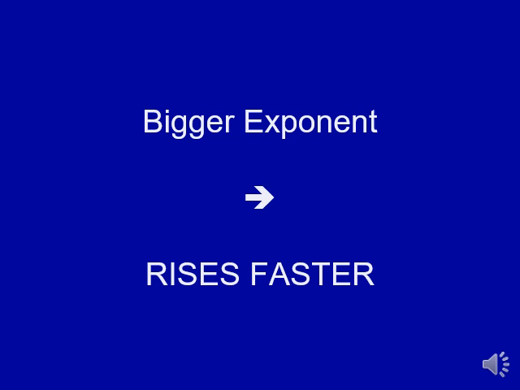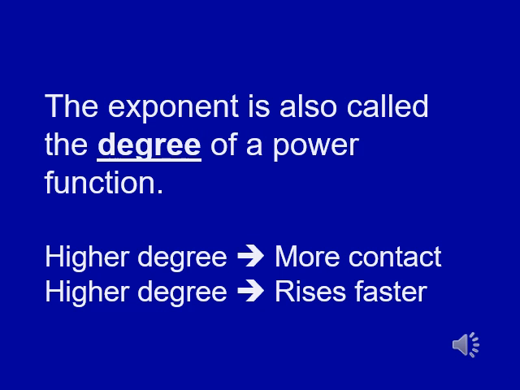And of course, bigger exponents will make the graph rise faster. In your book, they'll sometimes call that exponent the degree. So if you have a higher degree, you're going to have more contact. If you have a higher degree, the function is going to rise faster in its graph.